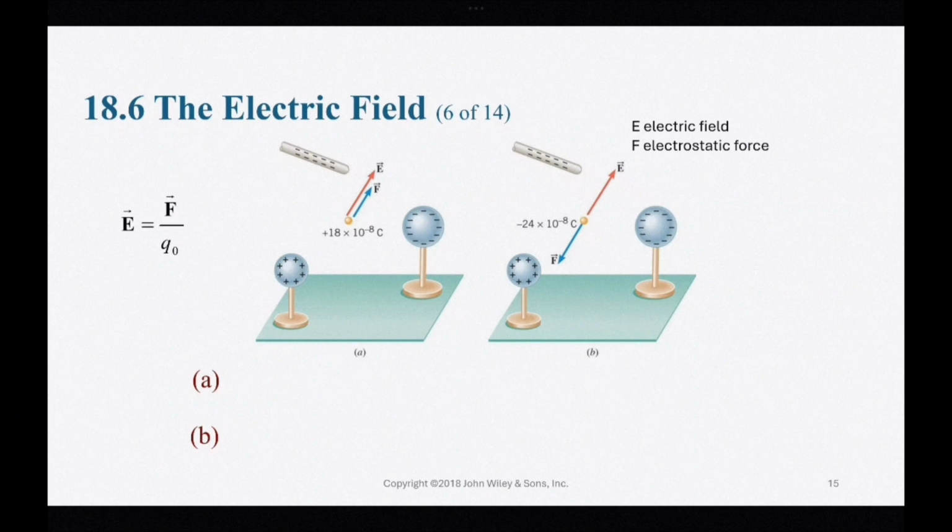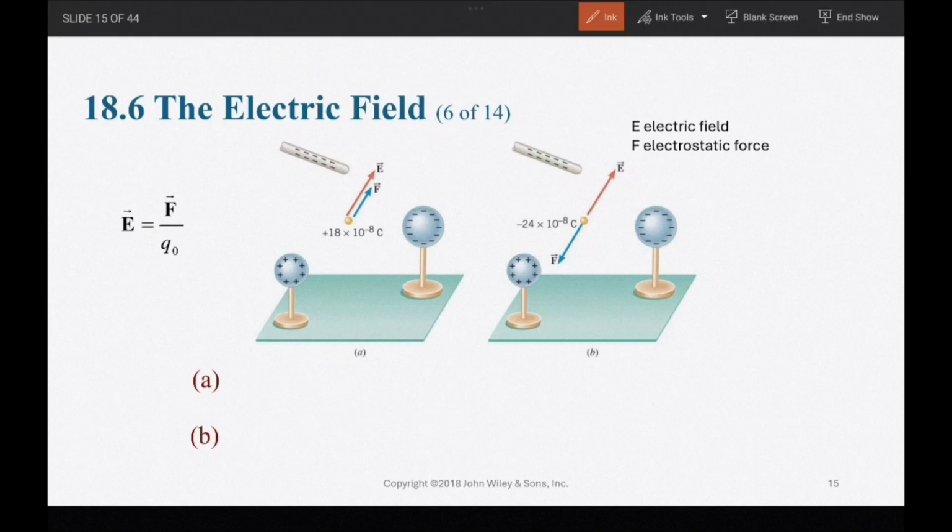On the letter A, as you can see, we have a test charge of positive 18 times 10 to negative 8 coulomb. And for the B, we have a test charge of negative 24 times 10 to negative 8 coulomb. So with the use of this formula of F is equal to E multiplied by test charge, our E here, or the electric field, the magnitude is 2 Newton per coulomb, as it was stated in our problem.